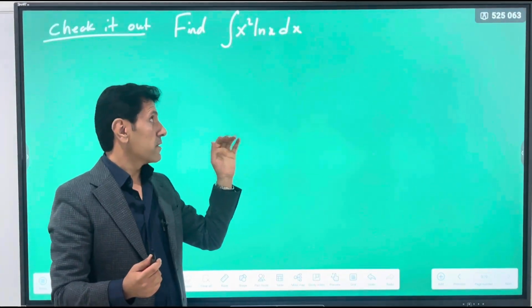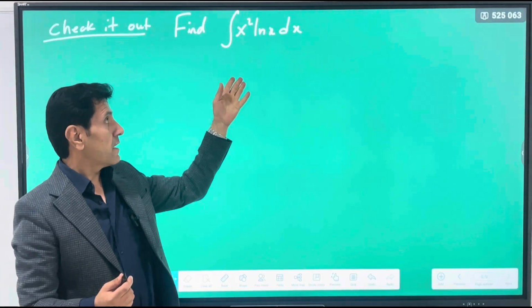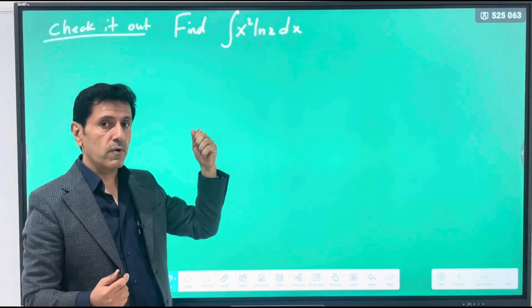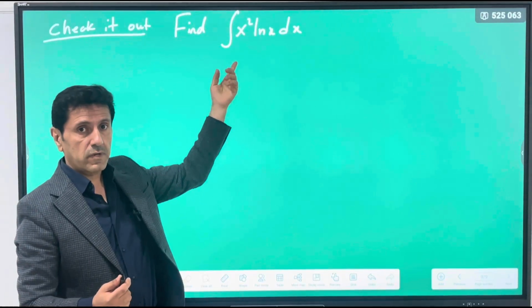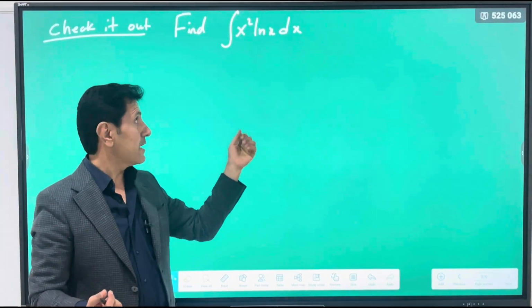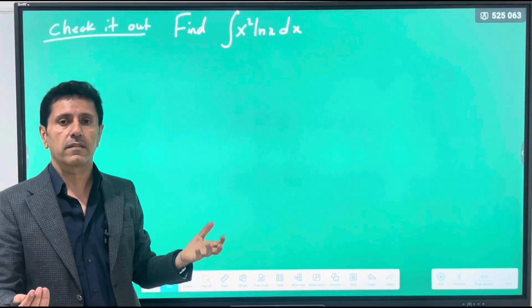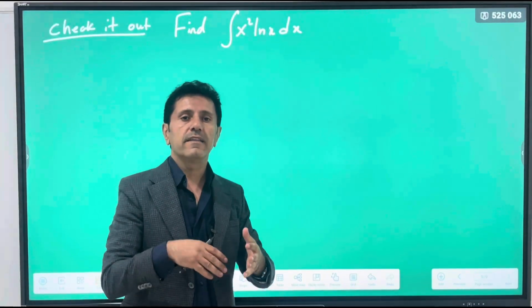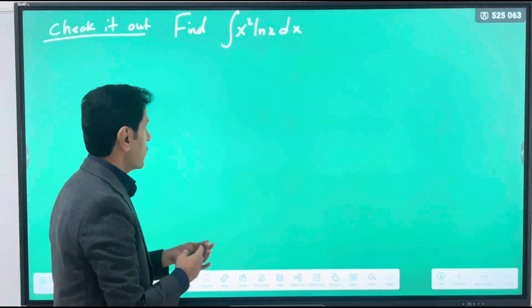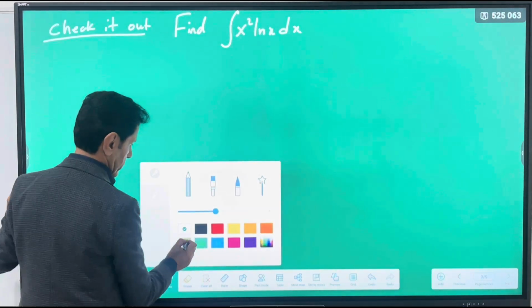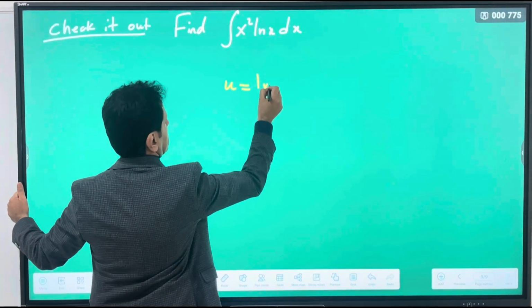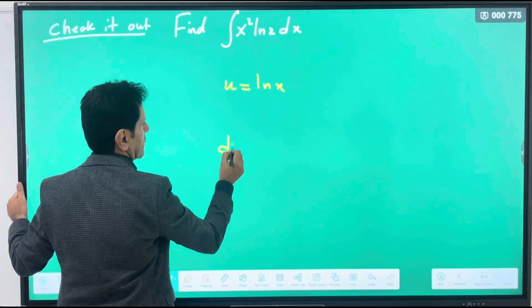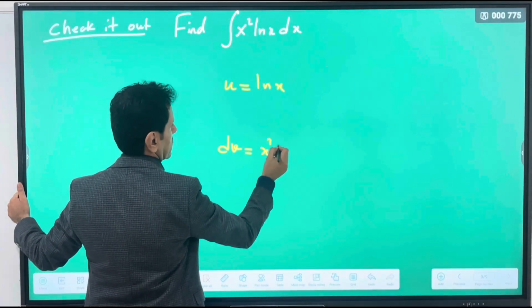Okay, guys, we choose dv to be the most easily integrable. So the integral of x squared is easy, but the integral of ln x is more complicated. Also, we would need to find another u and dv. Okay, that's why I'm going to choose u. u is equal to ln x, and dv automatically is going to be x squared dx.